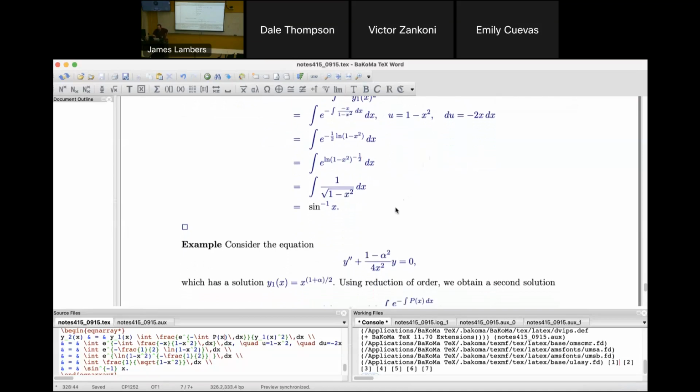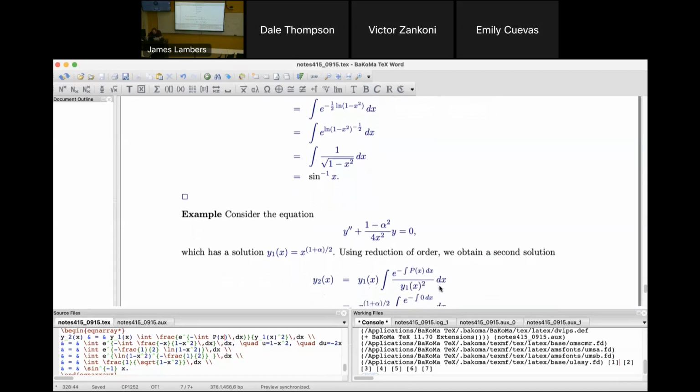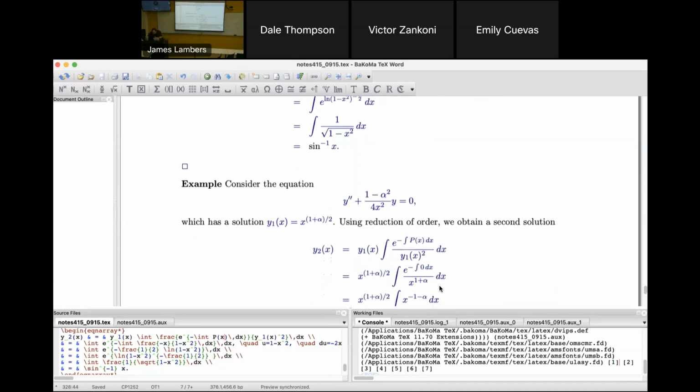Here's another ODE, variable coefficients, already written in the correct form. So y double prime has a coefficient of 1. And we have this parameter alpha. One solution of this ODE is x to the 1 plus alpha over 2. So we're going to use reduction of order to find another solution, y2. So here we apply the formula.